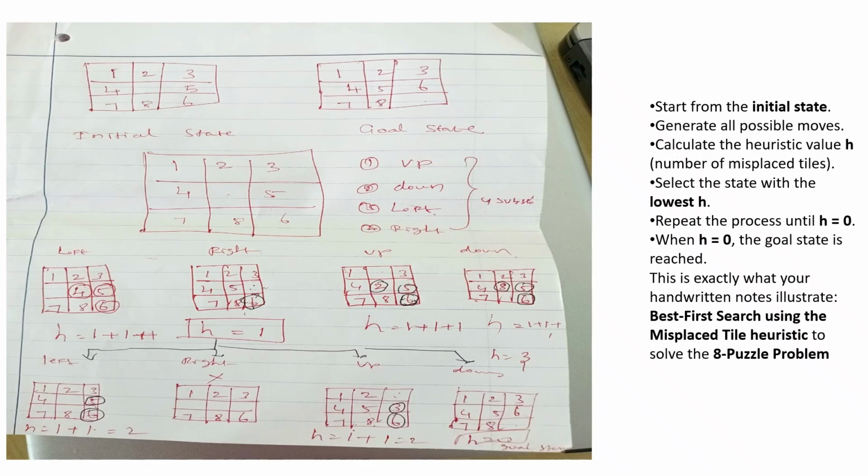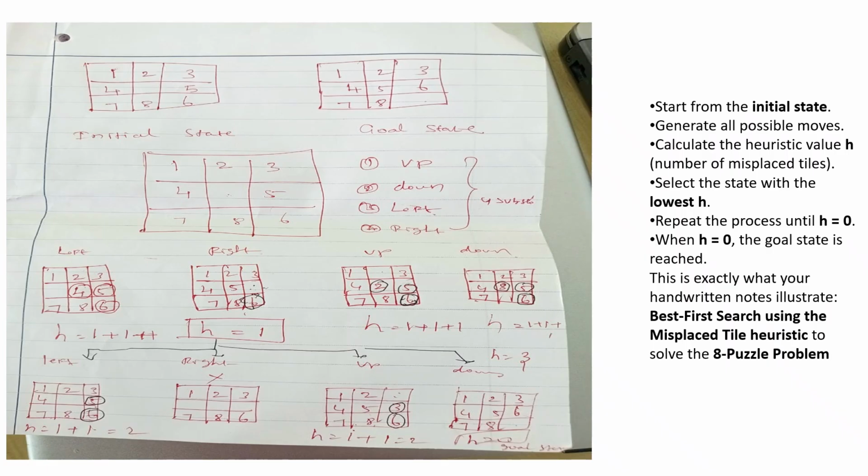Next is the right move. Taking the initial state again: 1 2 3, then 4, the blank space, then 5 7 8 6. Now we move the blank space to the right, so the value 5 automatically comes to the blank's previous position, and the blank space moves to the right position.